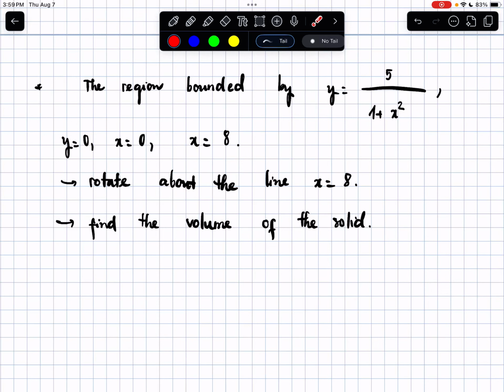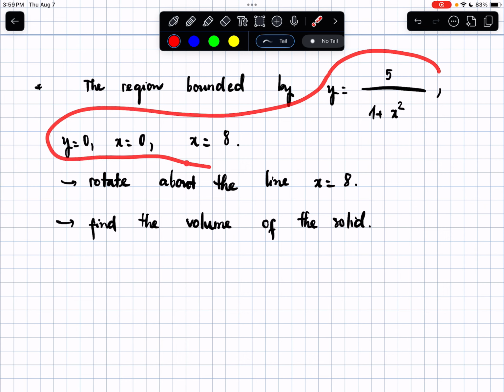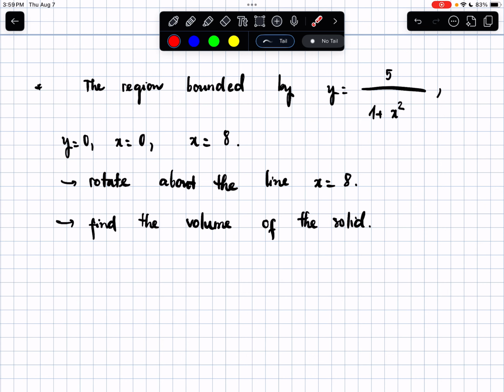We have a region bounded by the four curves: y equals 5 divided by 1 plus x squared, y equals 0, the x-axis, x equals 0, the y-axis, and x equals 8. We rotate this region bounded by the four curves about x equals 8, and we obtain a solid. We need to compute the volume of that solid.